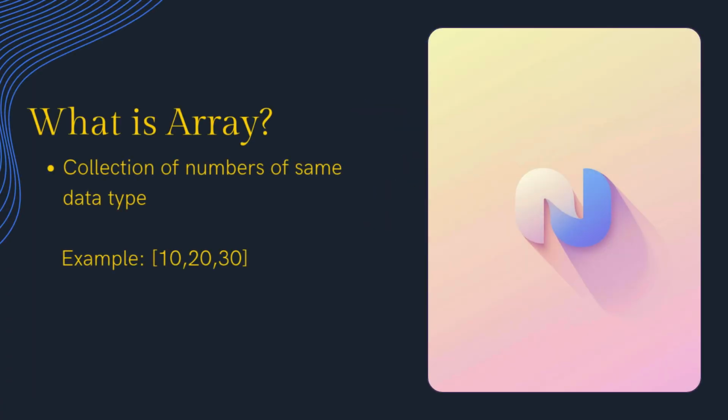An array is simply a collection of numbers of the same data type. For example, here we have an array: 10, 20, and 30. Instead of storing values separately, NumPy stores them in a structured way, which makes calculations faster and easier.